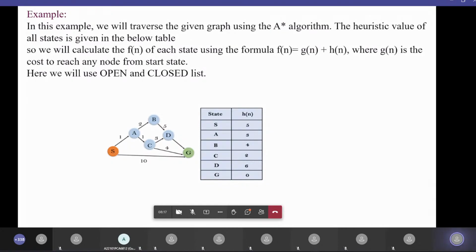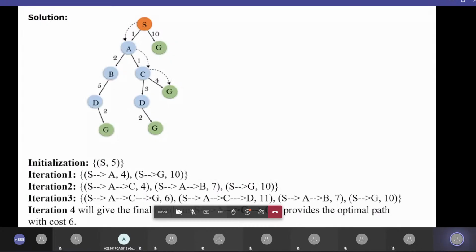For each node we have created, the cost for reaching that node is given, and the heuristic value is given. The graph is drawn like this to make it easier. Okay?